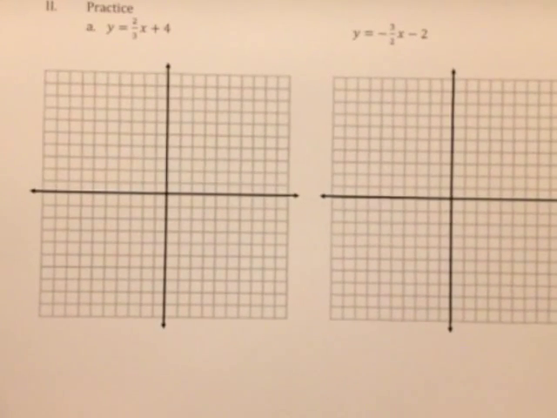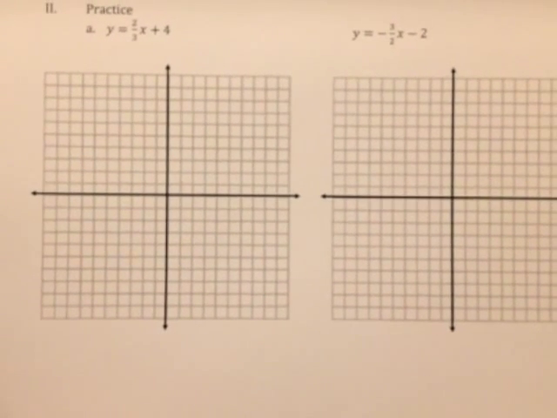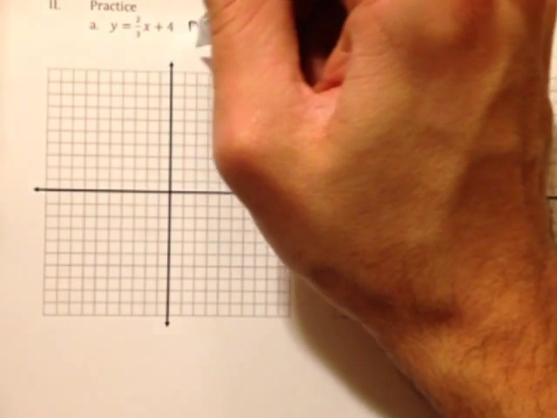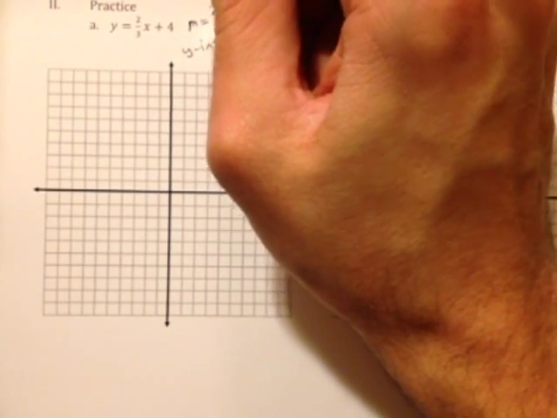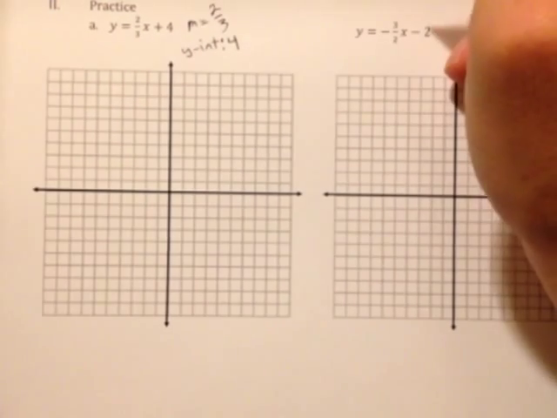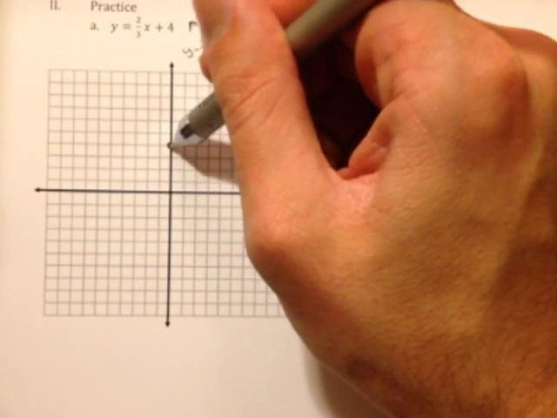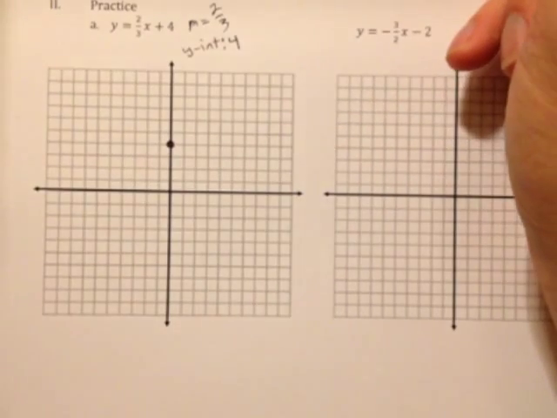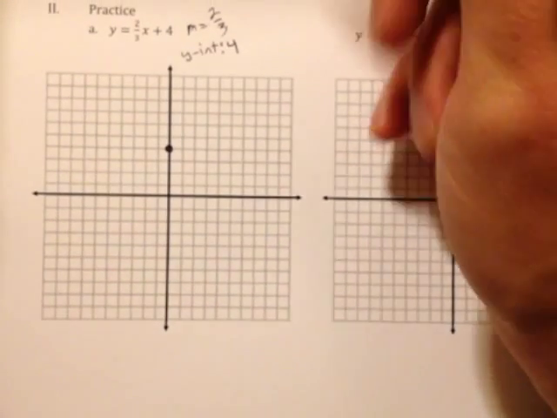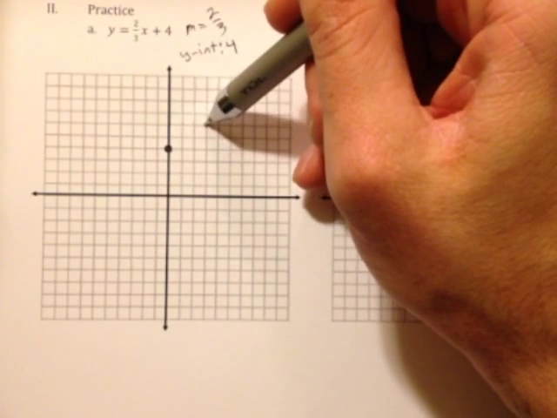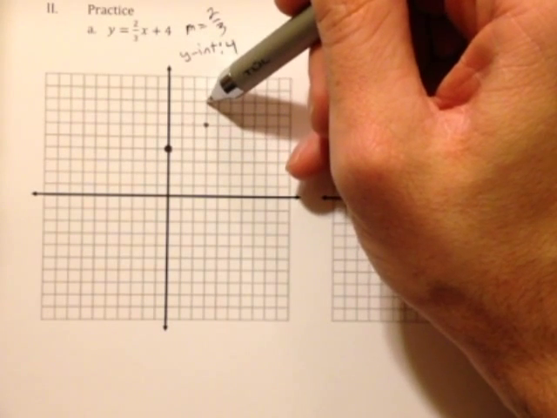Let me give you guys 2 examples. So this first one, 2/3 x plus 4, my slope is 2/3 and my y-intercept is 4. I need to graph my y-intercept first, so that goes at 4 on the y-axis. Slope of 2/3, that means I'm going up 2 and right 3 to create new points, so I could do that as many times as I wanted.